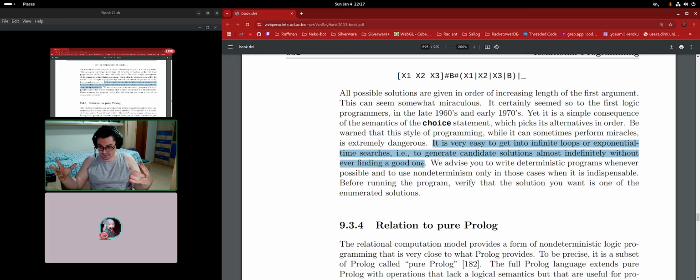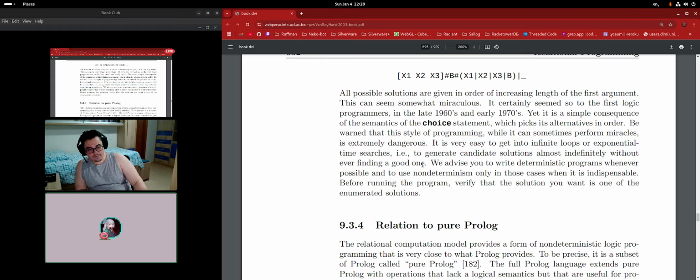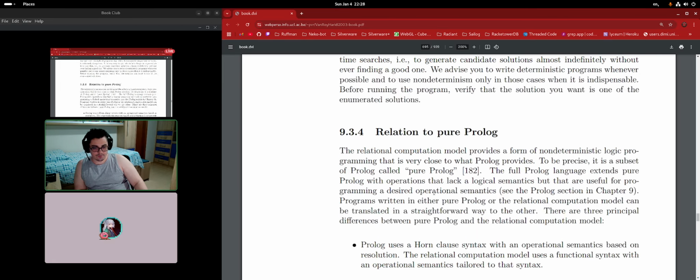So if you're doing a database, for example, even if you have a petabyte of data to search, it's still known. It may take a while to search all of that, but at least it's finite. The other example of the circuits, I also believe, was the same thing. It was probably big, but finite. You have to be careful about recursive predicates when you're doing this. We advise you to write deterministic programs whenever possible, and to use non-determinism only in those cases when it is indispensable. Before running the program, verify that the solution you want is one of the enumerated solutions.